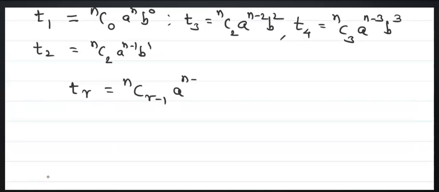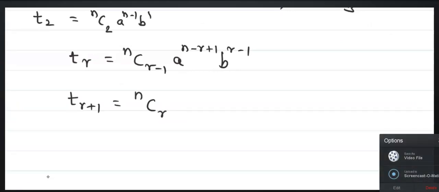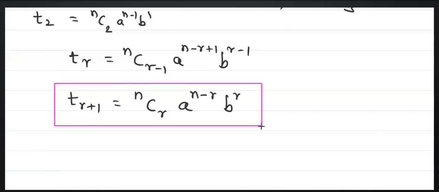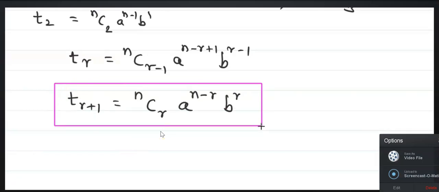t suffix r is equal to nC(r minus 1) a raised to n minus r plus 1 b raised to r minus 1, and next t suffix r plus 1 is equal to nCr a raised to n minus r b raised to r. This is the important formula that you have to remember to find out the terms. That is, t suffix r plus 1 is equal to nCr a raised to n minus r b raised to r. This is the important formula.